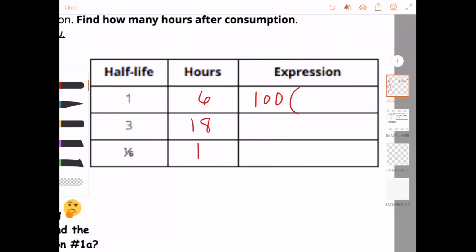When we write that in, our exponent is going to be the number of half-lives. So in the top one it's 1, for the second one it's 3, and for the third one it's going to be 1/6. And notice that when we're talking about half-life, so when our rate of decay is that 1/2, our exponent is the number of half-lives, not the number of hours.